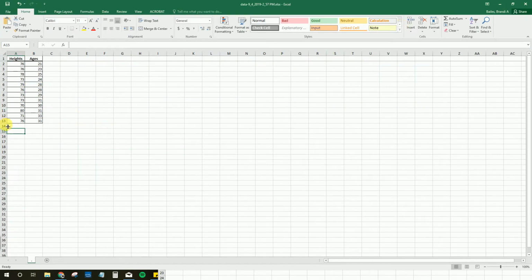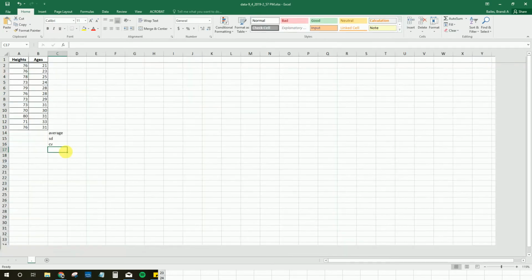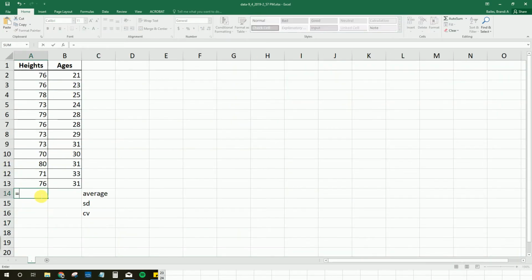So I know I need average, and I had a shortcut for that. So I'll put average here, and I will put standard deviation here, and then this will be my coefficient of variation on this row. Okay, so I'm going to equals average right here, and then highlight all the data. So I did A2 through A13 and hit enter, and now I can use my special corner to drag sideways. So I can drag left and right, and I can drag up and down. So it did the calculation of average for B2 through B13.